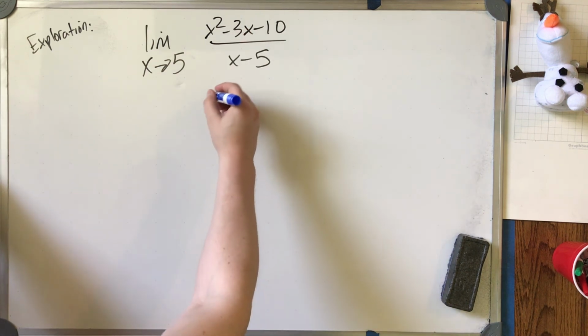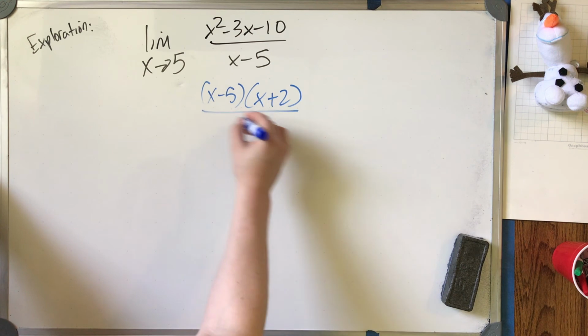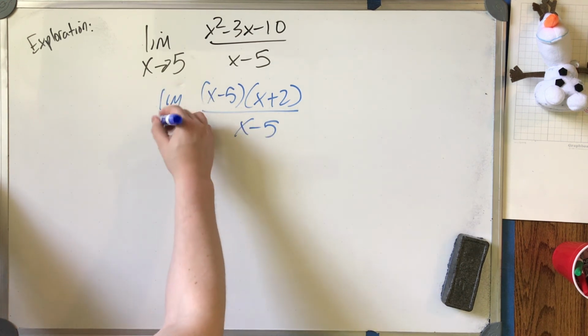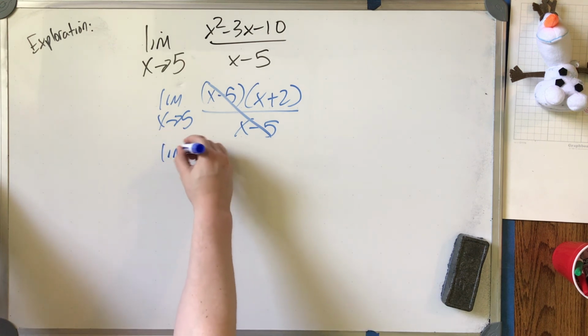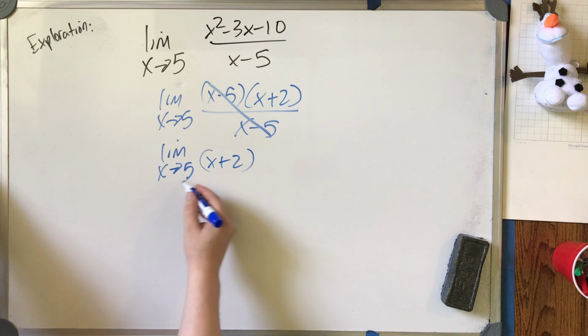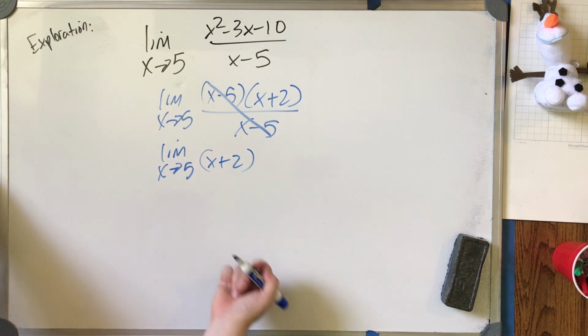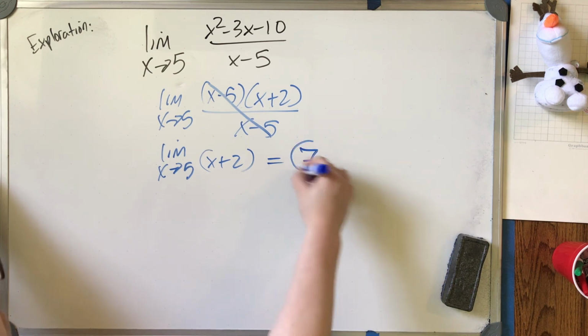So if I look at this, I can factor the top, it's x minus 5 times x plus 2. So I'm really doing the limit as x approaches 5 of this stuff. And those x minus 5s cancel, so I can really say that this is the limit as x approaches 5 of x plus 2. And now I can direct substitute because there isn't anything that's going to give me 0 in the denominator, so I will get 5 plus 2, or 7.